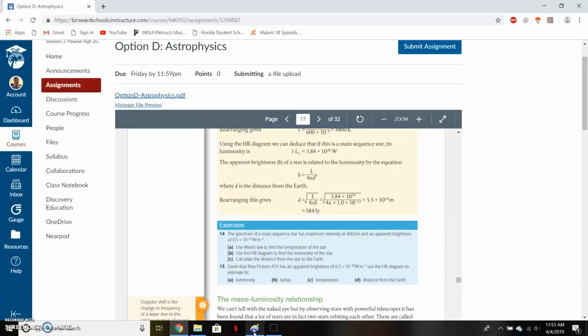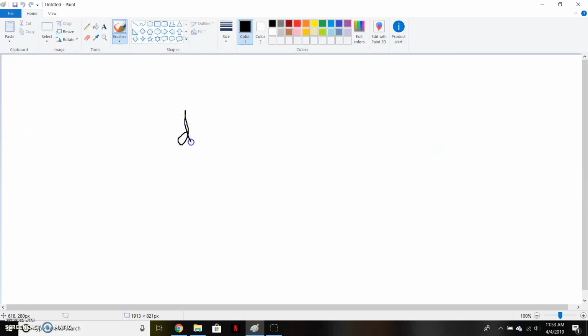And then we can use the distance formula, which is D equals the square root of L over 4 pi times B, where B is apparent brightness and L is luminosity.